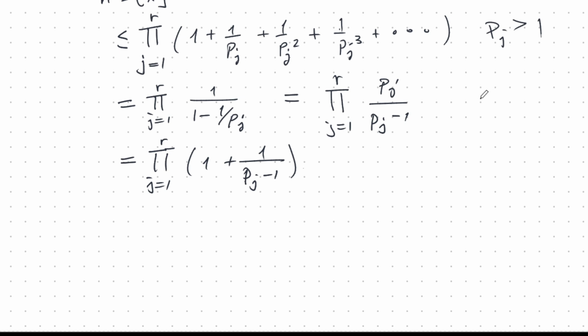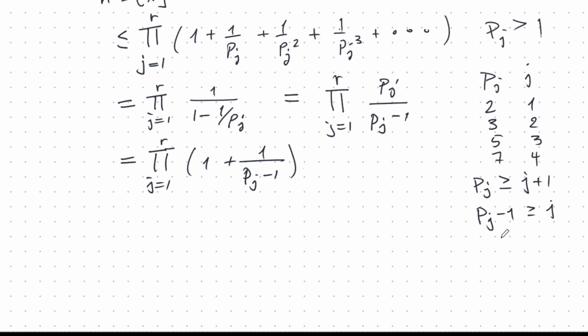So now let's look at an interesting phenomenon. Let's look at primes, pj, and their position. So 2 is the first prime, 3 is the second prime, 5 is the third prime, 7 is the fourth prime. And so we have the following: the prime pj is greater than or equal to its position j plus 1. And that's interesting. So pj minus 1 is greater than or equal to j. And so 1 over j is greater than or equal to 1 over pj minus 1. So then this is going to be bigger.